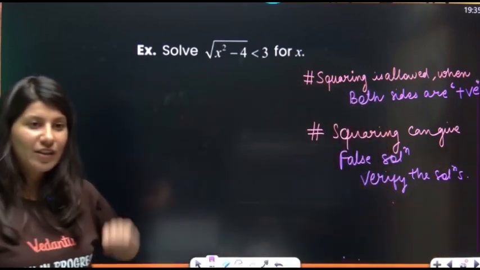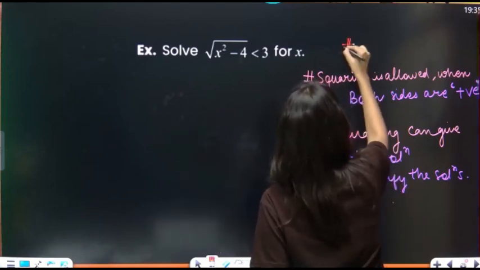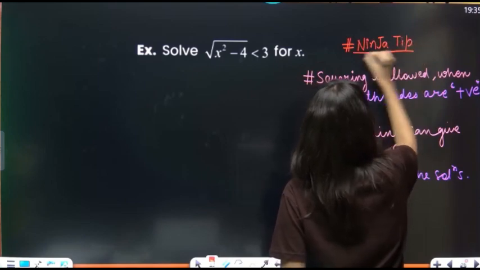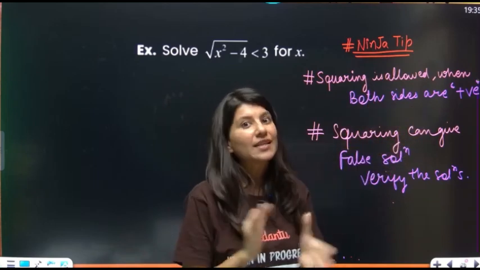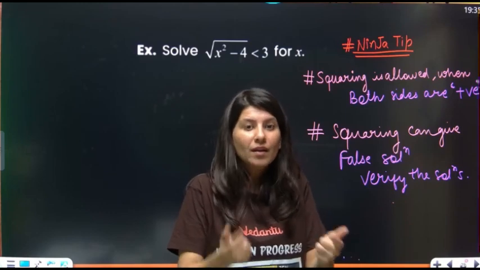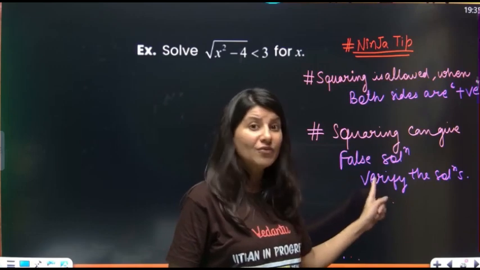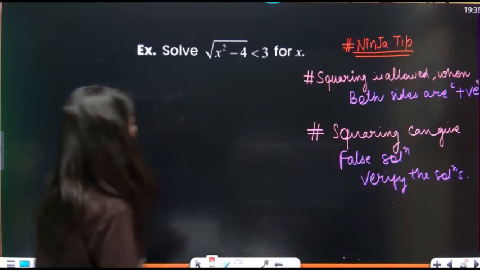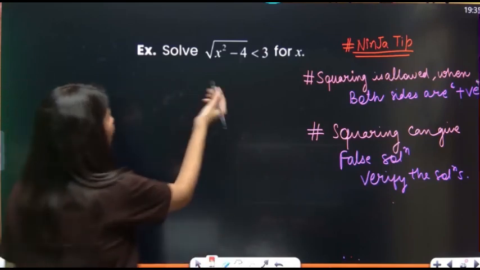So I have given you 2 ninja tips. Hashtag ninja tip. What is your ninja tip of the day? Squaring is allowed when both sides are positive. Now if you are squaring, the moment you square, be aware that whatever solution you get, you need to verify in the original question. So this is the ninja tip of the day. All right, now we can square it.